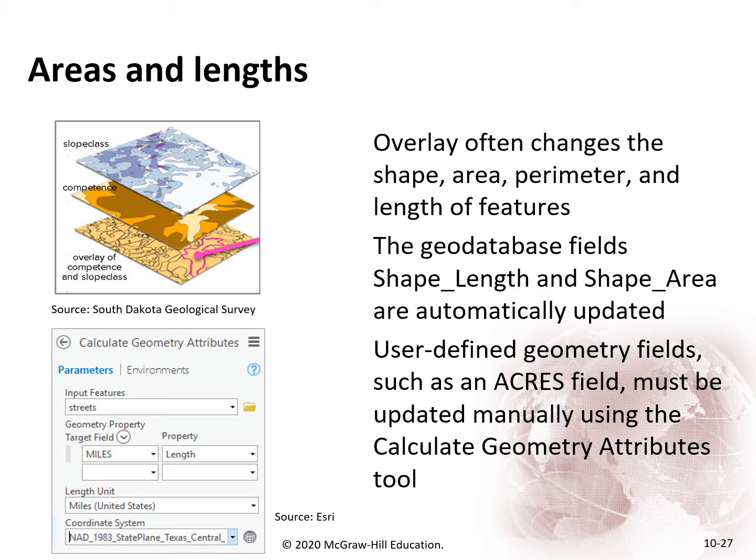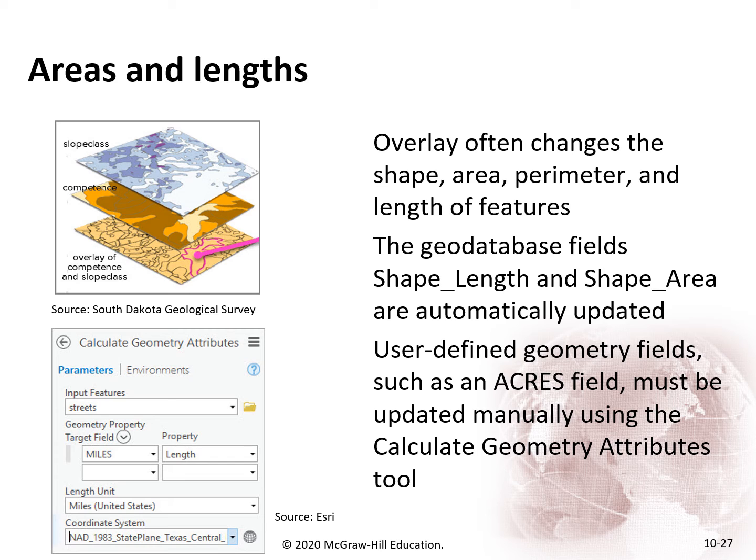If I have a length field that's called shape underscore length, or an area field that's called shape underscore area, those get updated automatically. If I have a length field that's just called length, or an area field that's just called area, they do not. If I have anything other than a feature class in the geodatabase, it's not going to get updated automatically.